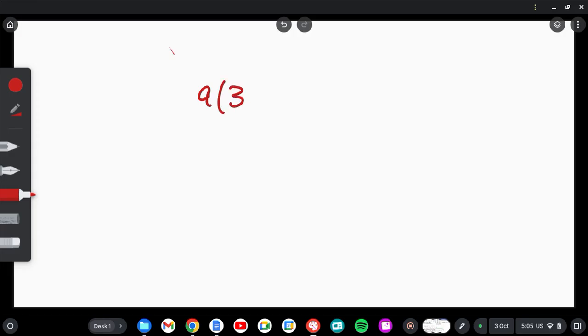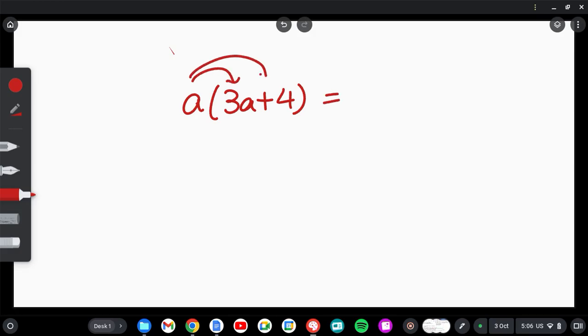Okay, you need to remove like that. So you get 3a squared plus 4. Okay, like that. Easy. Okay, so basically this is just it, distributive law. And if I put minus, right, it will still be the same, just change the sign.